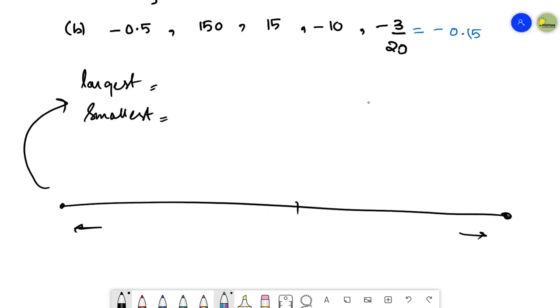So the largest value that can be plotted is 150, right? 150 is a positive value. On the right hand side, you are going to plot the highest, the largest value, that is 150.